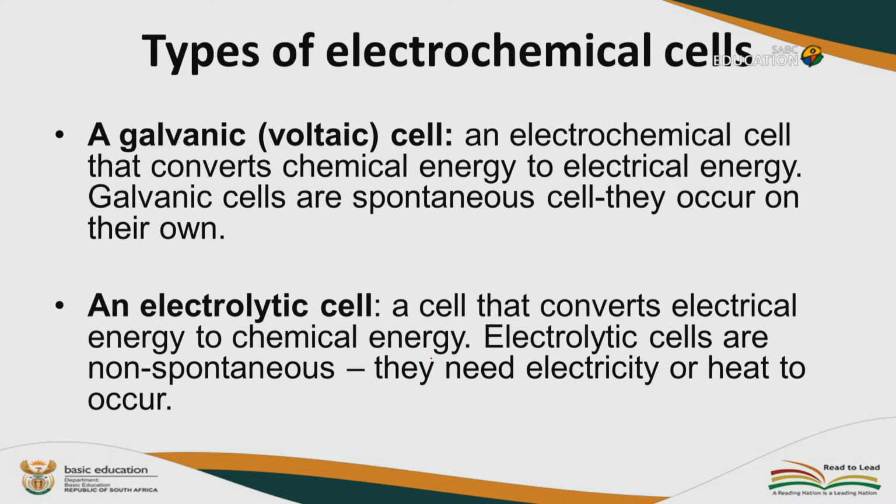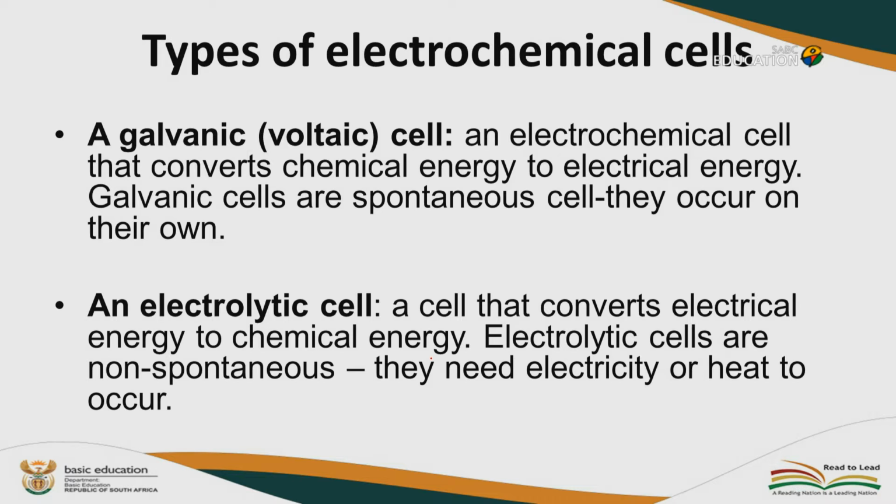The other cell is an electrolytic cell. An electrolytic cell is a cell that converts electrical energy to chemical energy, meaning that for you to have an electrolytic cell, you must firstly have electrical energy, which will be converted to chemical energy. So when you look at the two cells, you can see that the distinction is not so much. So you must be very careful of which produces what.